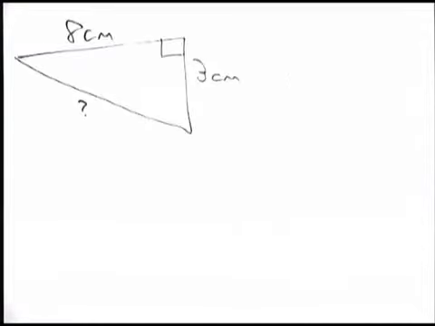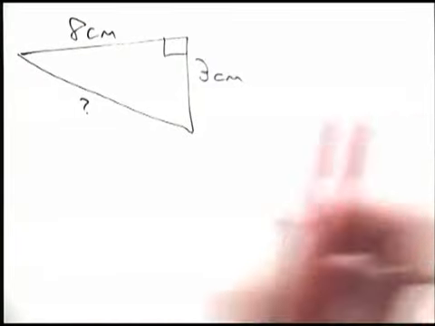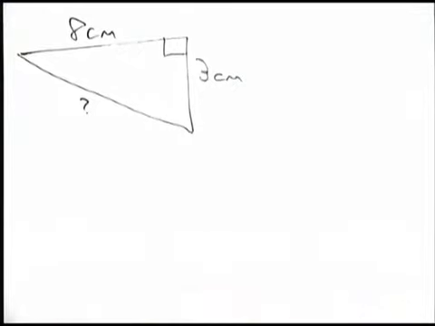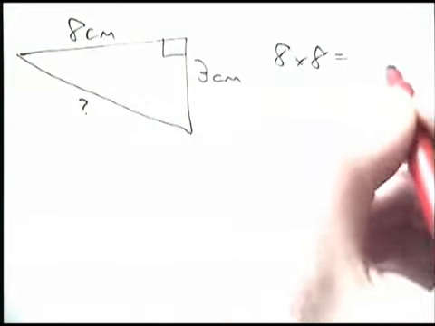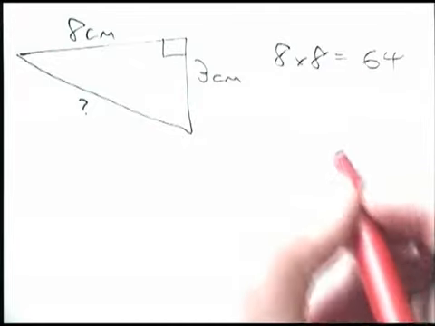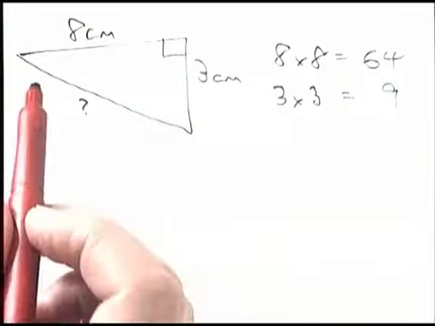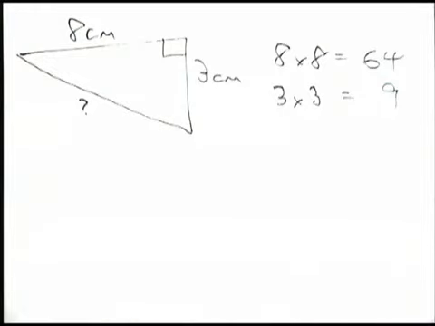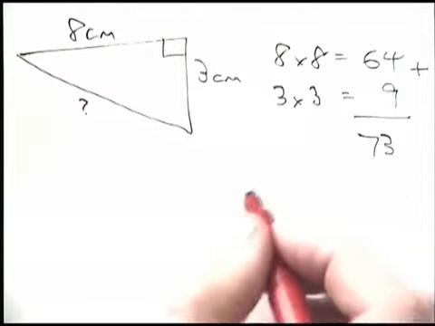If we look at a second example, we've got again a right-angled triangle, 8 centimetres on one side, 3 centimetres on the other, and we're finding the longest side. We need to do 8 times by 8, which is 64. We need to do 3 times by 3, which is 9. And because we're finding the longest side, sometimes called the hypotenuse, add those together, that's 73.